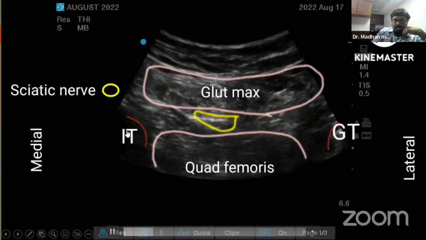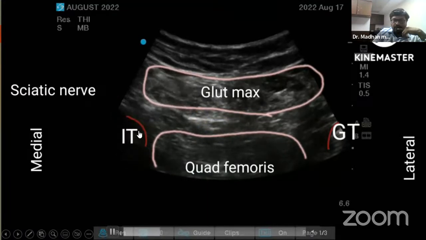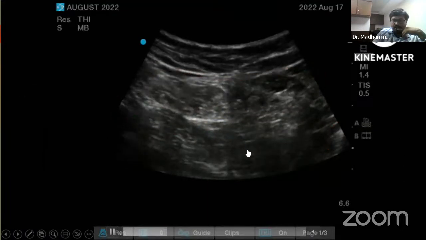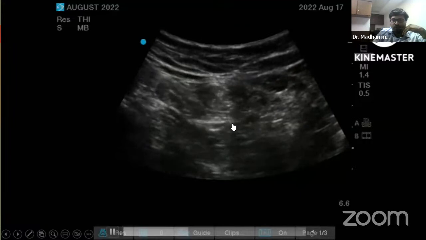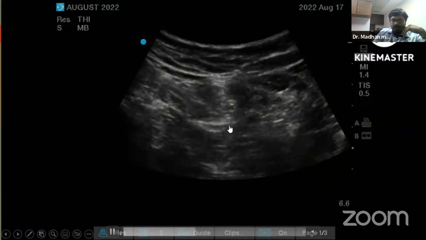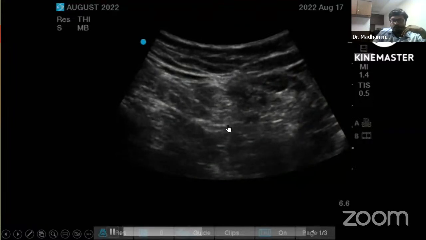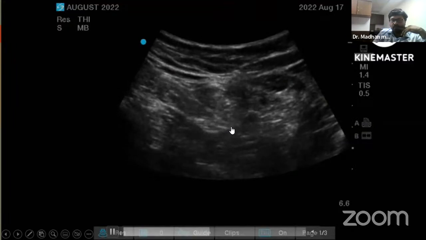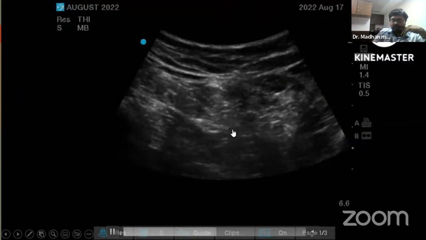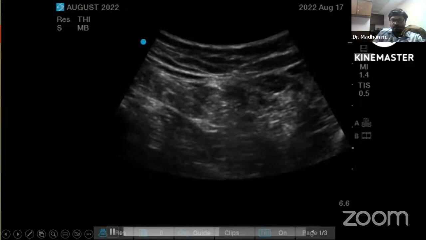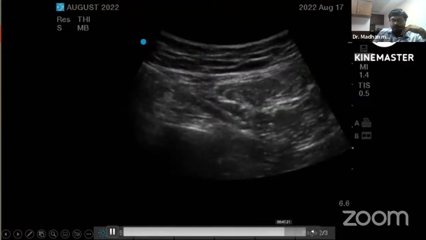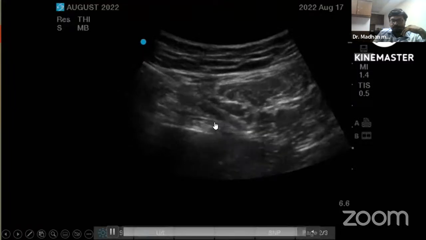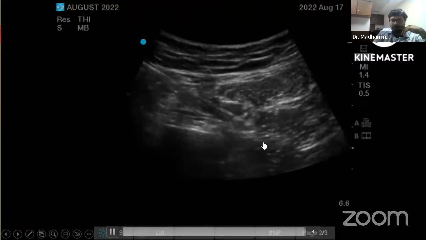This side is lateral and this is medial. Medially you get IT, and this is GT, gluteus maximus muscle, quadratus femoris muscle. This is the sciatic nerve. We are coming from medial to lateral in an in plane approach, and this is the needle entry, and we are going to go to the lateralmost end of the sciatic nerve. After reaching here, you can start depositing the drug safely and cover the entire nerve. So here the nerve is completely covered.